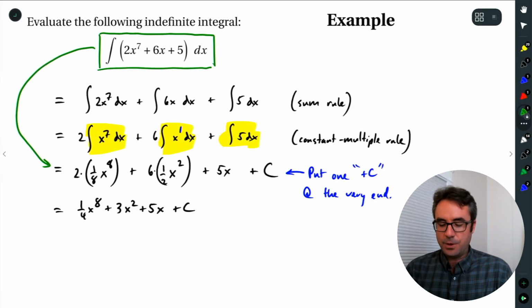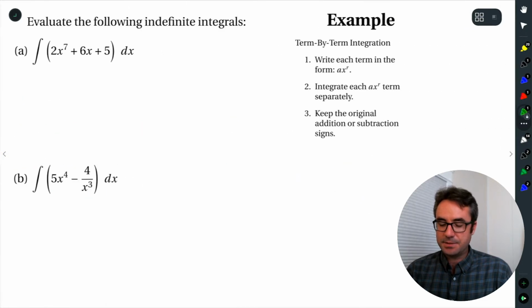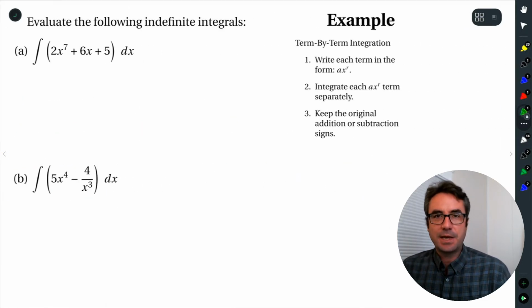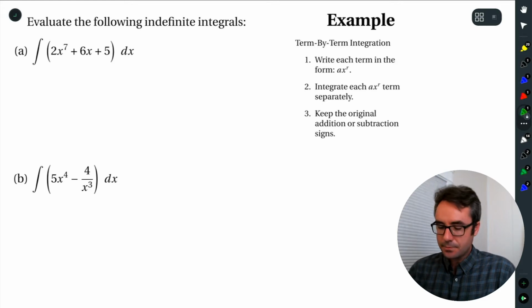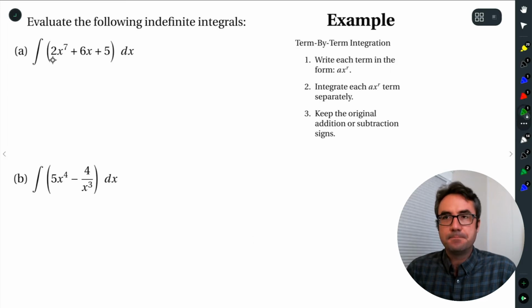We did this one before, but we don't generally show all of this, especially the sum rule and the constant multiple rule. We do these steps in our head. So let's think about how this might look if we were going to do this one the way we actually do it.